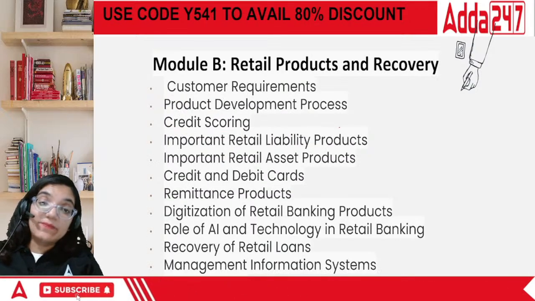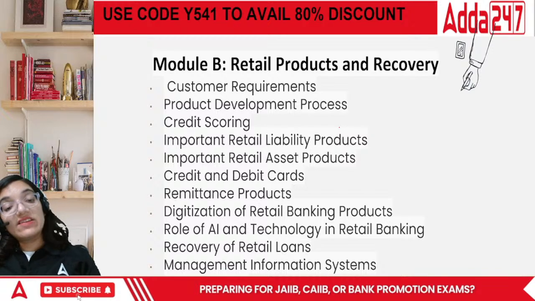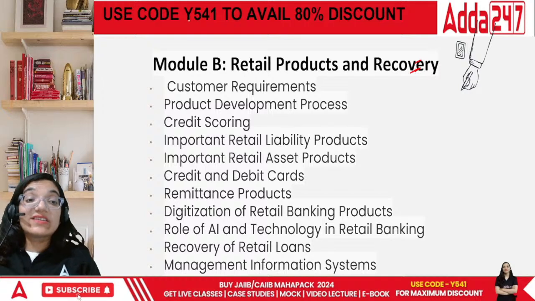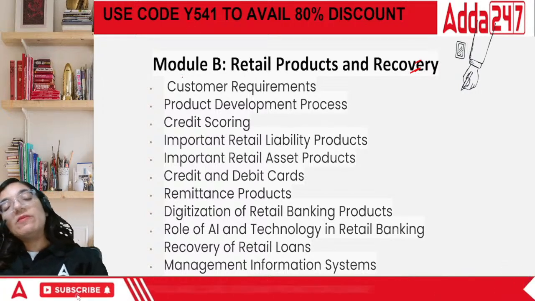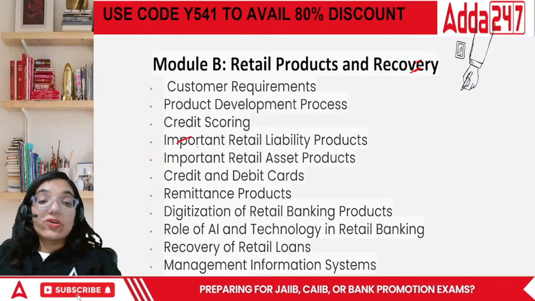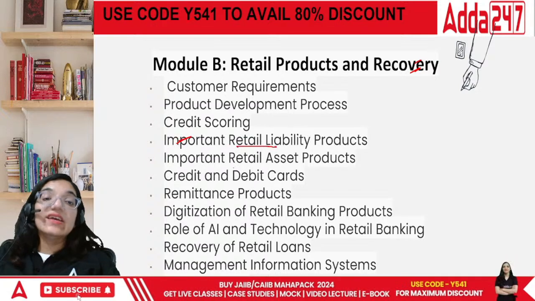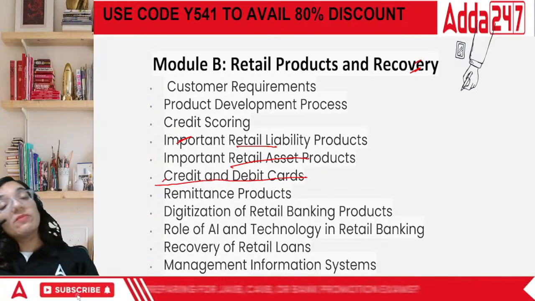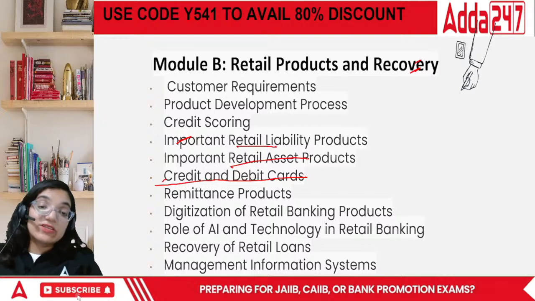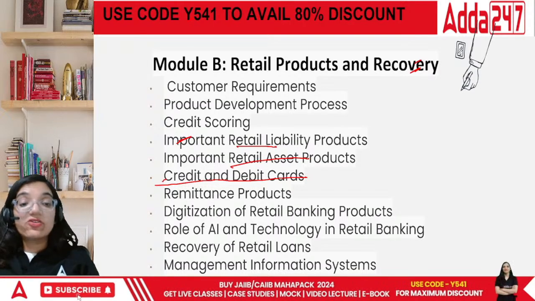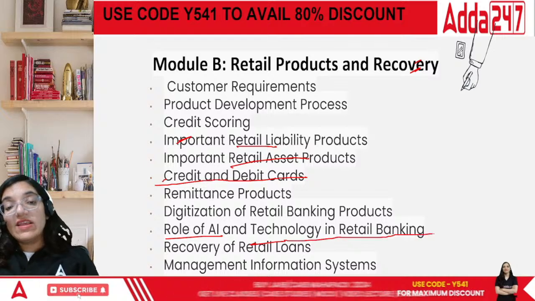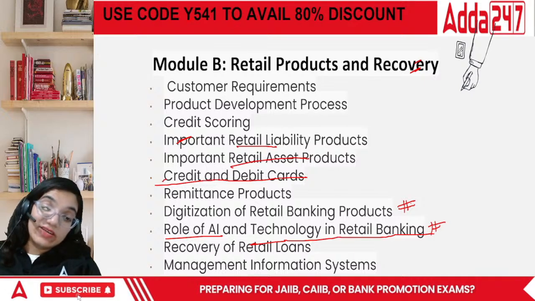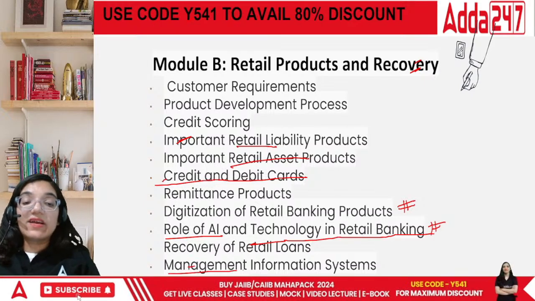roles of these banks are. Then come the products they're introducing. Again, many related things: what the customer requirements are, what credit scoring is. A part of your PPB is also there. Credit scoring is there now. Important retail liability products, asset products, your debit card and credit card scoring part. Many of you would be knowing many things about it. Then remittances. Then it also includes the role of AI and technology, a very helpful area. Digitization, a very helpful area to understand the realities of today. Then you have retail loans and management information system.